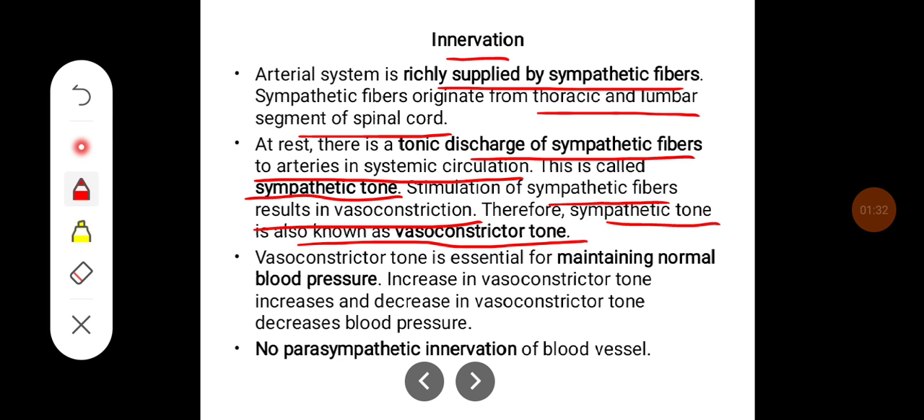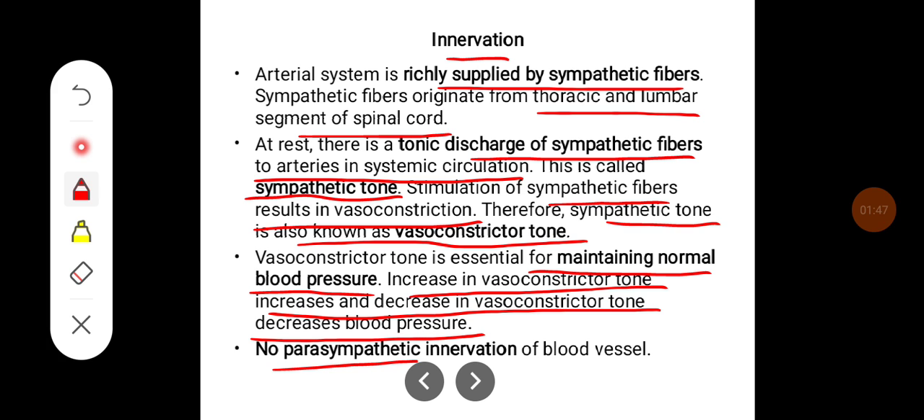Vasoconstrictor tone is essential for maintaining normal blood pressure. An increase in vasoconstrictor tone increases blood pressure. A decrease in vasoconstrictor tone decreases the blood pressure. One has to remember that there is no parasympathetic innervation to the blood vessels.